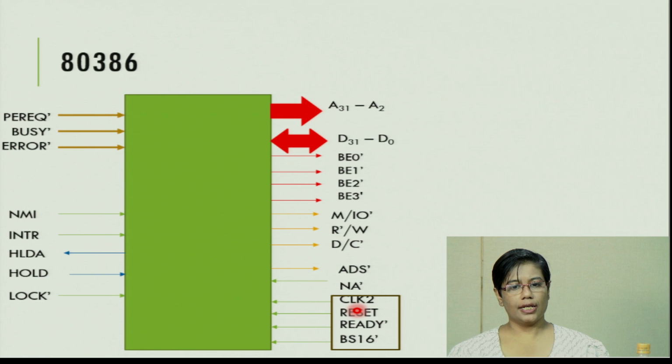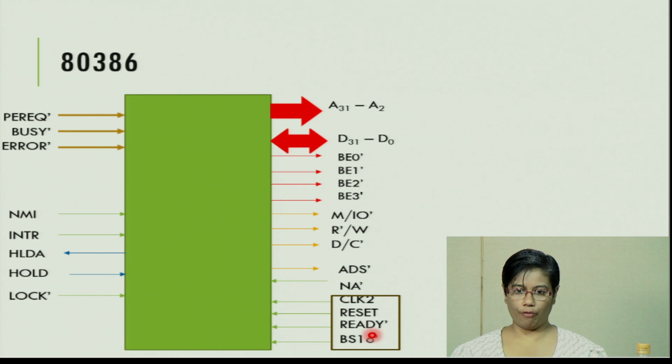The reset signal is used for resetting 80386. Ready again has the same purpose. It's used for indicating whether wait states must be introduced or not. So if it is low, wait states are introduced. If it is high, it continues at the normal speed of operation.